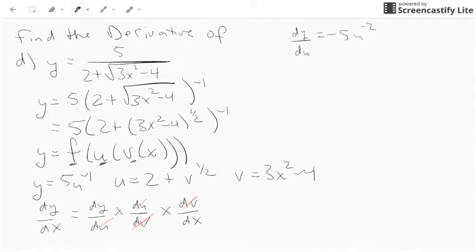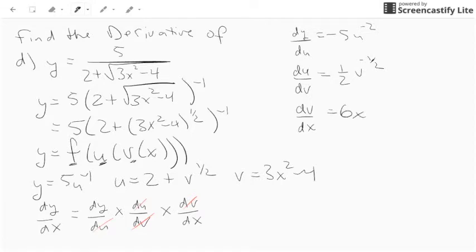Okay. du/dv is going to equal, well, now that was 2 plus v to the 1/2. Well, the derivative of 2 is just 0. The derivative of v to the 1/2 will be 1/2 v to the negative 1/2. And then dv/dx is going to equal 6x.